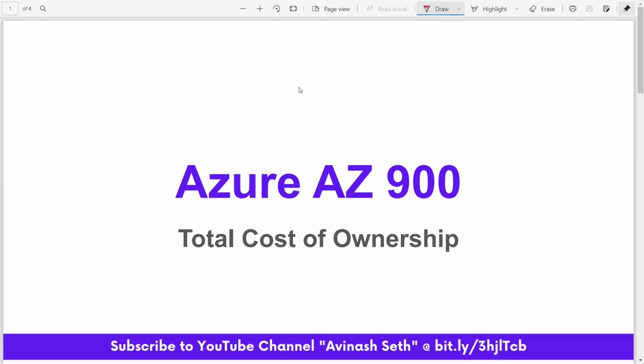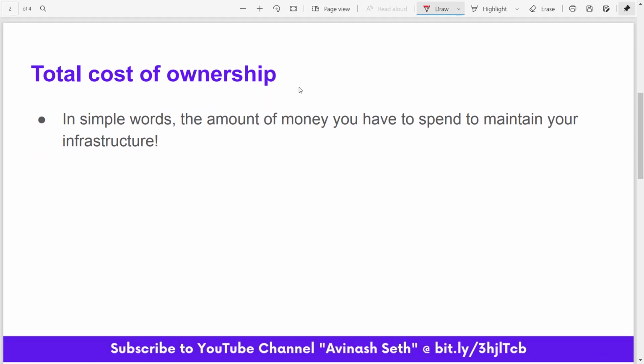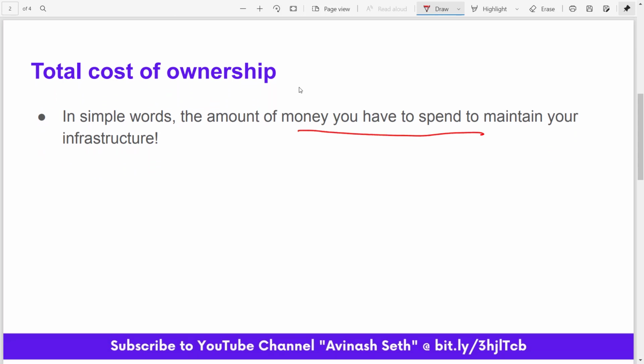Okay, now let's try to discuss what is total cost of ownership. Now, this is very important. This is important for the examination, and this is important for you as a cloud solution provider as well. First of all, let's try to understand the definition of it. Well, it is the amount of money you have to spend to maintain your infrastructure.